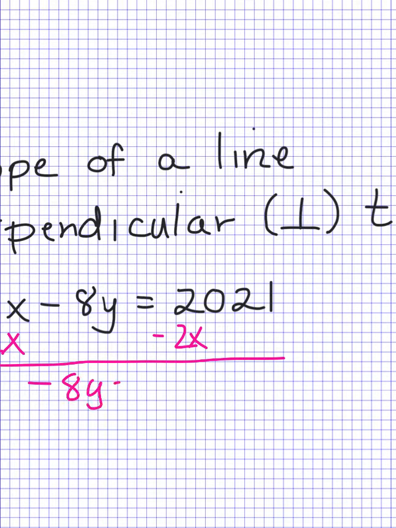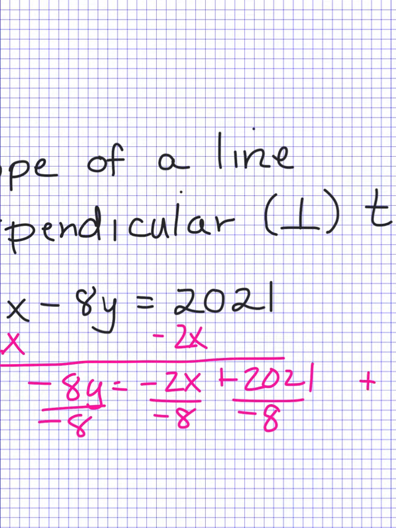Minus 8y equals minus 2x plus 20, 21. Dividing by that negative 8. And again, all I really need here is the slope. If you can find that slope in your head, great. The slope of the original line, negative 2 over negative 8, would give me a positive 1/4. So the slope of a line perpendicular to that given line would be negative 4 or negative 4 over 1.